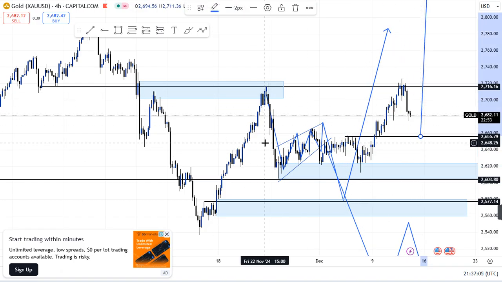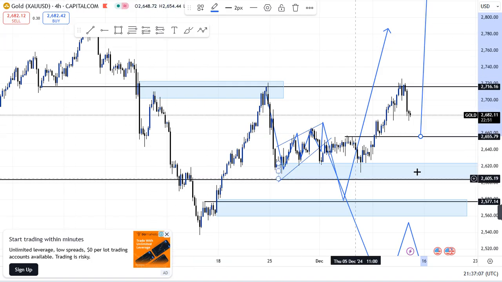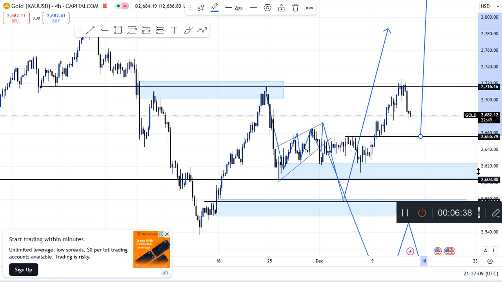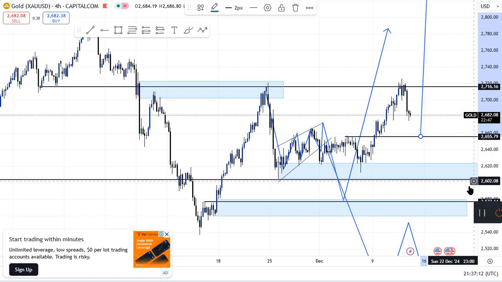Right? So simple price action, just some simple concepts, can actually help you make money in the forex market, right? So that's it. That's the review for these currency pairs.